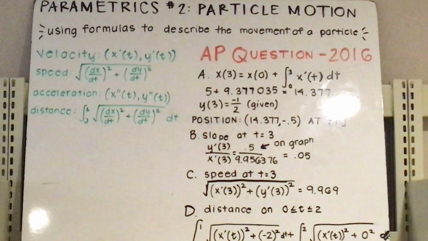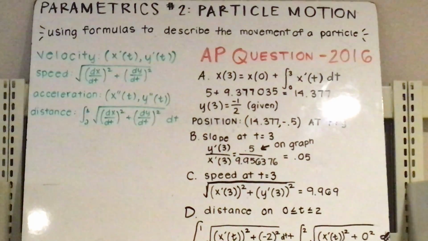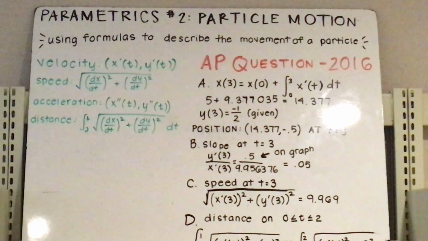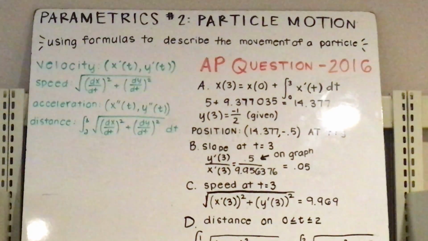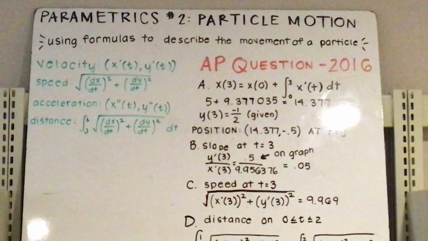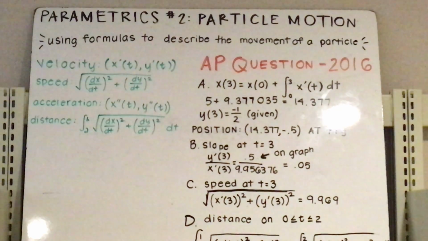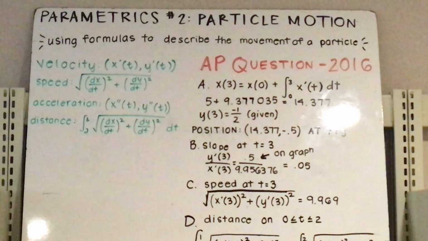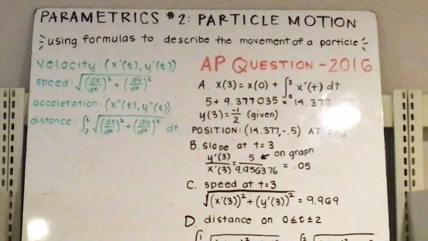All right, now we're going to talk about parametrics in terms of particle motion. The idea of particle motion is using formulas to describe the movement of a particle along a curve. And these are really popular for the calculator portion of AP questions. So there are 4 formulas or ideas you need to know.